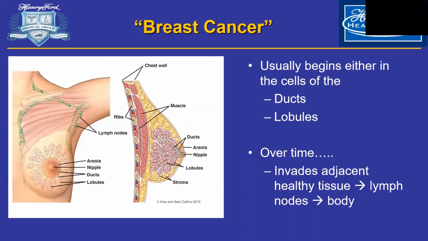Breast cancer usually begins in either the cells of the ducts, which are the passages that drain milk from the lobules to the nipple, or within the lobules, which are the milk-producing glands. Over time, the cancer cells invade the adjacent healthy tissue, then they can travel to the lymph nodes and then potentially on into the body. That's what we refer to as invasive breast cancer. Once it has the ability to spread, to go beyond the breast, it becomes invasive. The stage refers to how far it has gone beyond the original tumor.